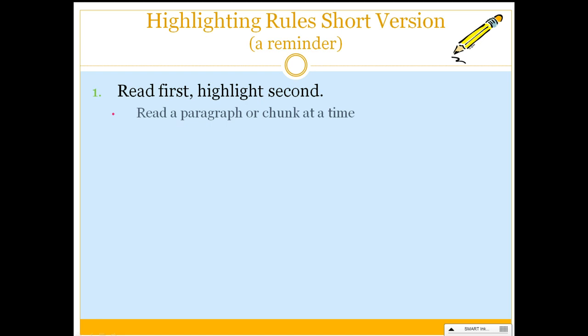So just to remind you of the highlighting rules, these are a shortened version of what we pasted into our journals earlier in the year. Rule number 1, read first, highlight second. So read a paragraph or a chunk of the text at a time, and then go back and highlight what you think is the most important. You need to highlight words and phrases only. Don't do full paragraphs or sentences.